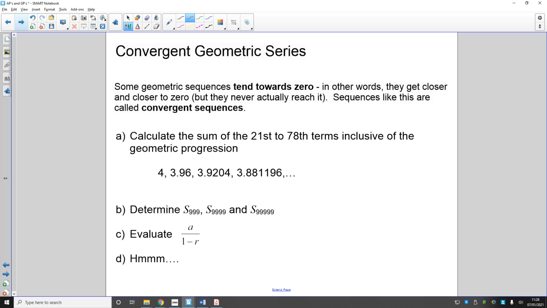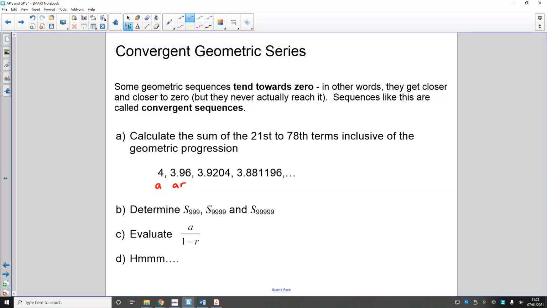Okay, so if we have a sequence that goes down, and as the values decrease, they tend towards a value of 0. In other words, they get closer and closer to 0, but they never actually reach it. Sequences like this, we call them convergent sequences. So have a look at this here. We start this sequence with a, which is 4, ar, which is 3.96, ar squared is 3.9204. And we can see that that sequence is a decreasing sequence. Eventually, it will tend towards 0.